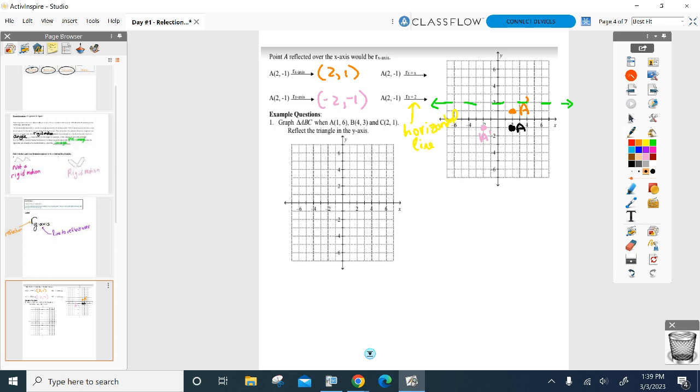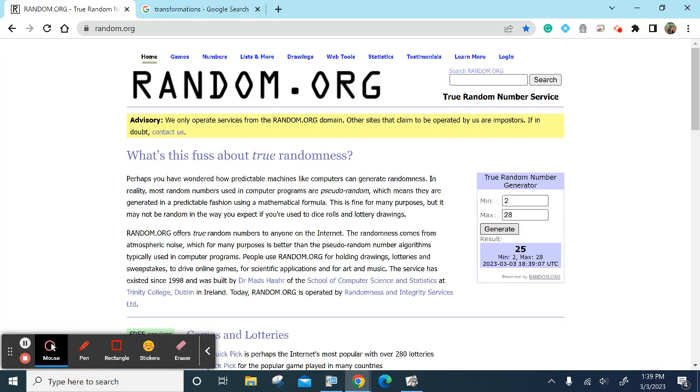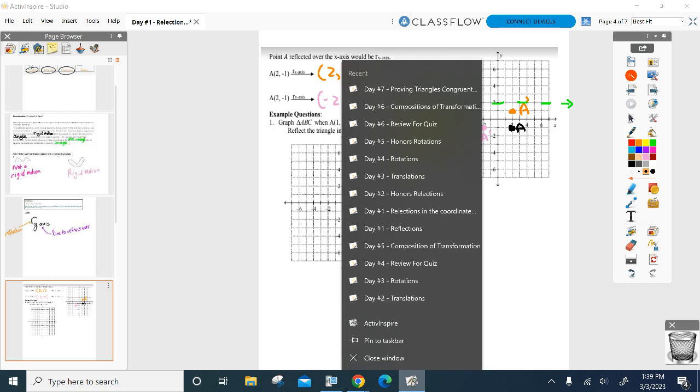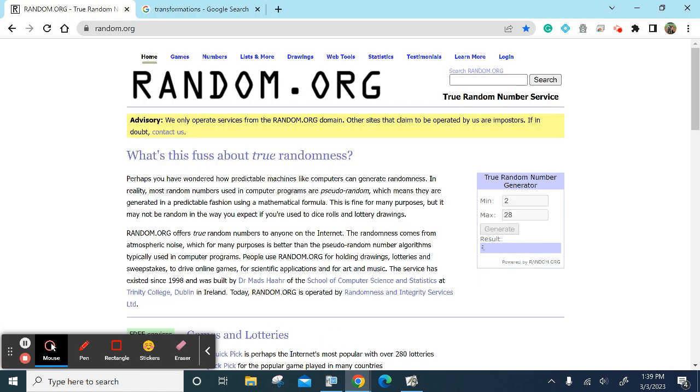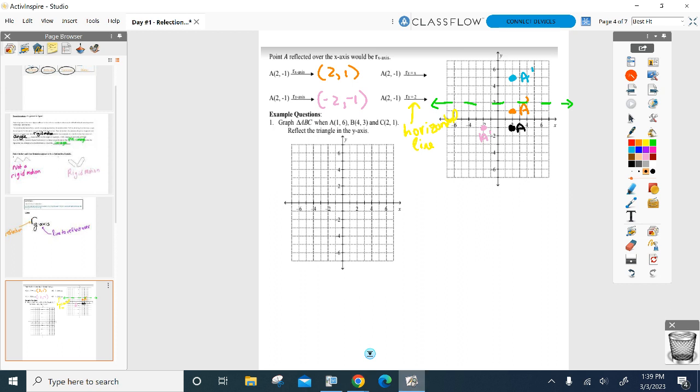Distance remains the same. How far is A from Y equals 2 now? How far away? 3. 1, 2, 3. So we're going 3 on the opposite side. 1, 2, 3. Here's A prime now. And what is that point? 2, 5.